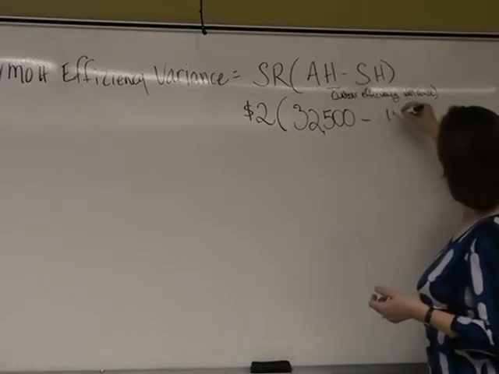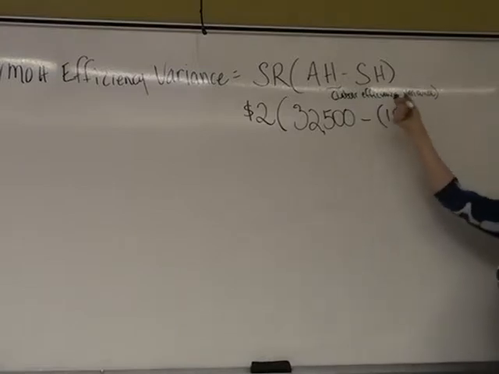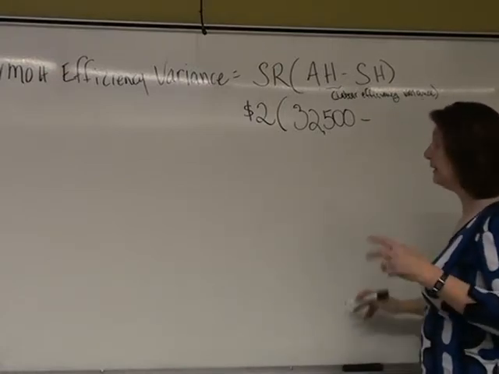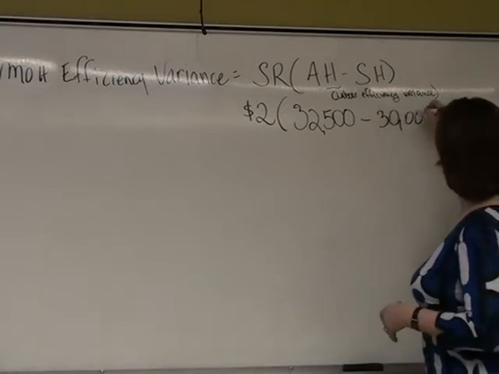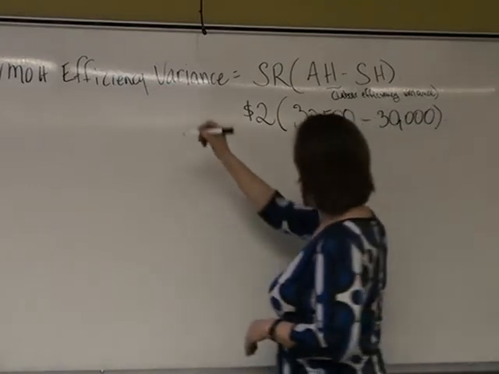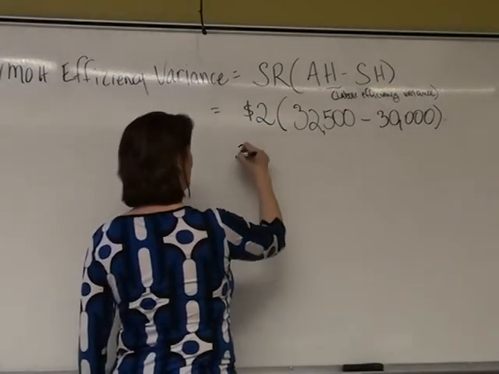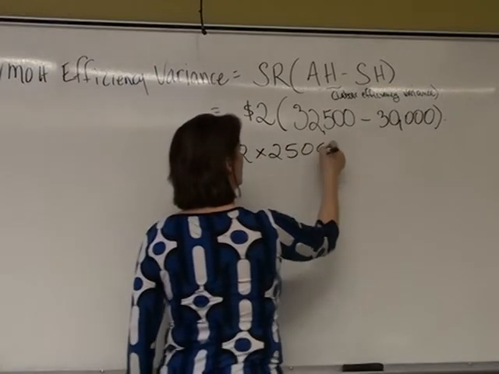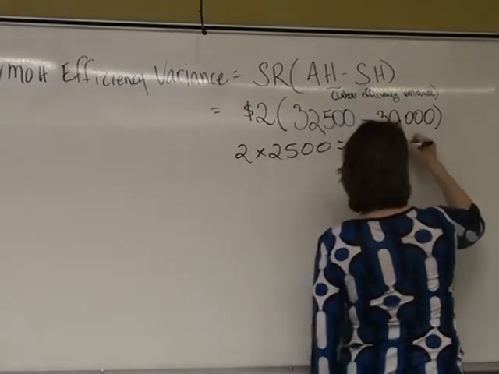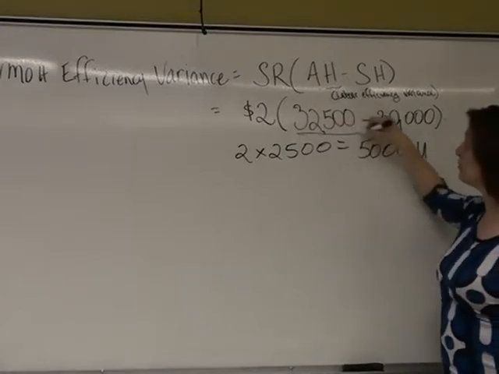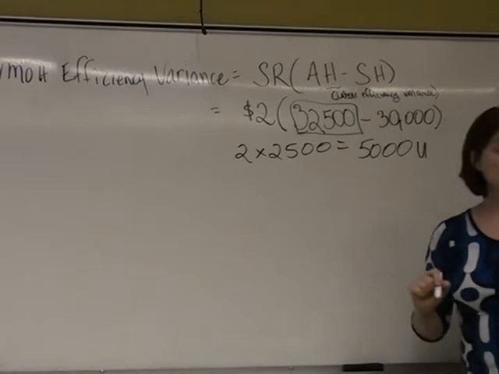And that was 1.5 times, and again, if I've asked you to do this and you've gotten to 30,000, you could put 30,000 there. So we had done that, so we'll put 30,000, but if you haven't done that, you need to show me where you got that number from, because I'm not going to guess for you. So that'll be $2 times 2,500, which is 5,000. So is this favorable or unfavorable? Unfavorable because we used more hours than we thought we would.